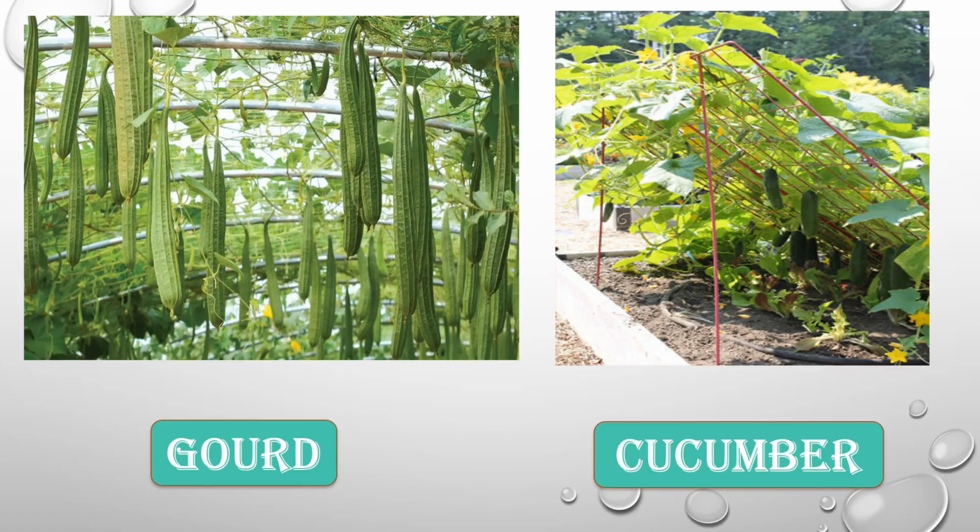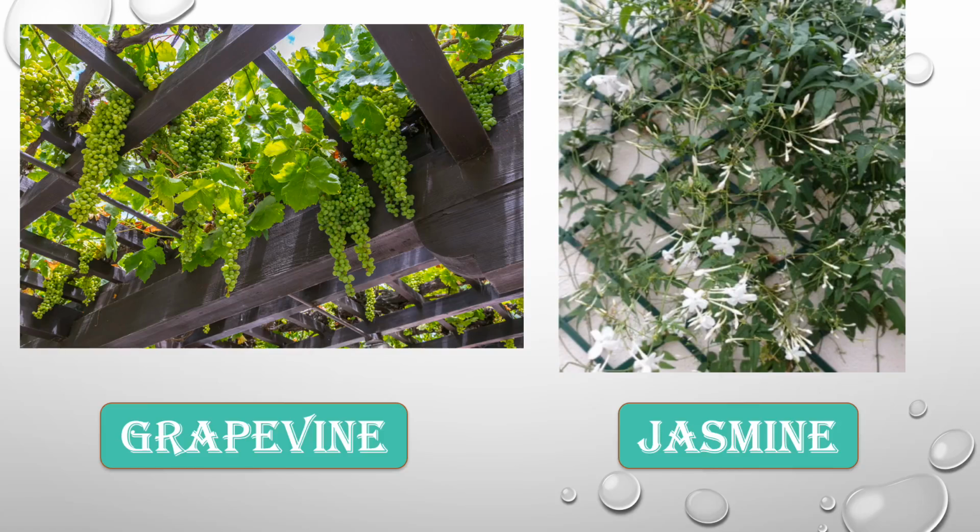Gourd and cucumber are also examples of climbers. These plants also need support to grow up. Grapevine and jasmine flower plant are also climbers. They too need support to grow up straight.